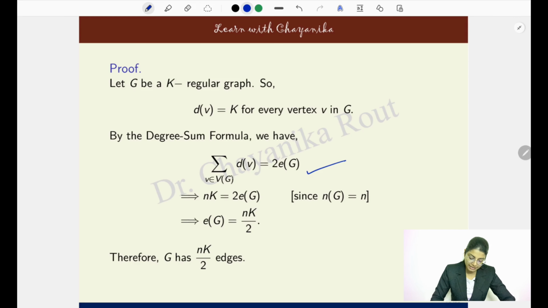You apply it. You use the idea that the graph is k regular, so every vertex has degree k, and there are n vertices in the graph, it's given. So the summation goes as nk. That is equal to twice the size, so size comes as nk by 2.